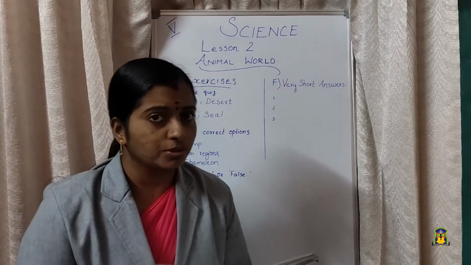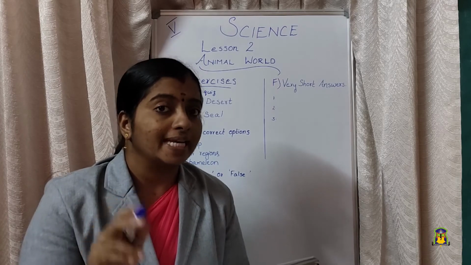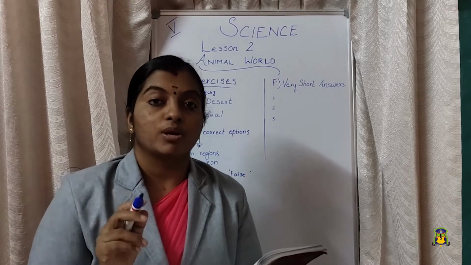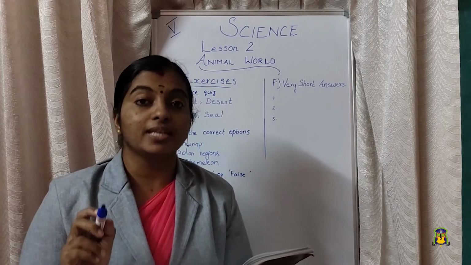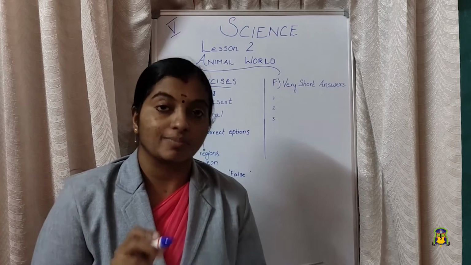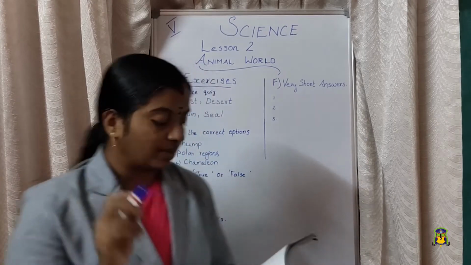Chameleon is the animal that changes its body color according to the surroundings, and there is a name for that process. Do you remember the name? Yes, it is called camouflage. Camouflage is the ability of an organism to merge with the surroundings. So the correct answer is chameleon. Put a tick mark against chameleon.